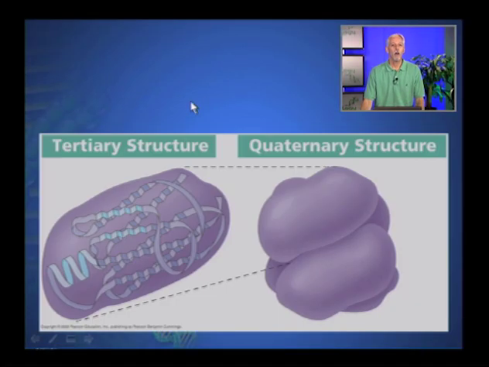Now, quaternary proteins are like superproteins. This is where our tertiary subunits actually come together and associate with other globular proteins or other proteins. An example of this would be hemoglobin. Hemoglobin is composed of 4 subunits, and hemoglobin is an important protein for carrying oxygen in our blood.